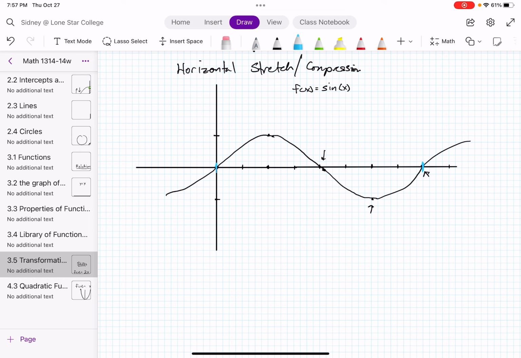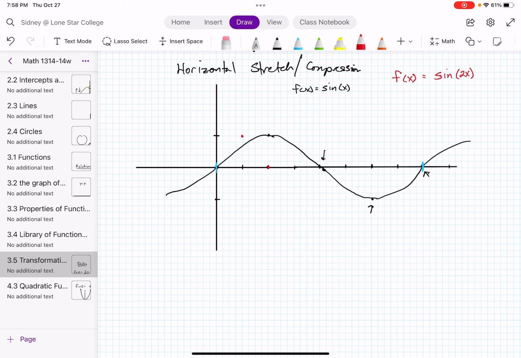Now, when we talk about horizontal stretch and compression, if you think back to what we did with vertical stretch and compression, it was a multiplication relationship, but it was on the outside of where x was. And a horizontal one is going to be in there where x is. It's going to be something like this: f of x equals sine of 2x. Now, when you look at sine of 2x, the graph looks like this.